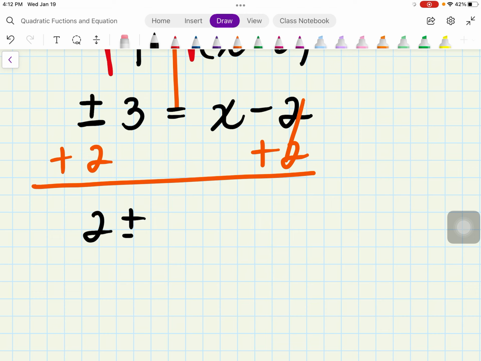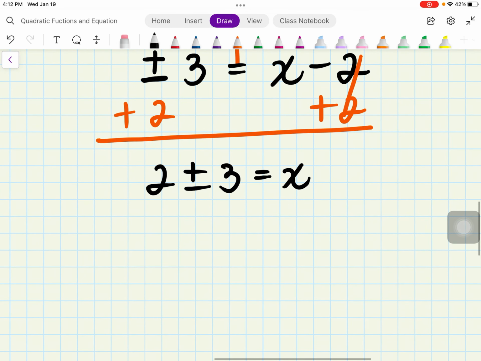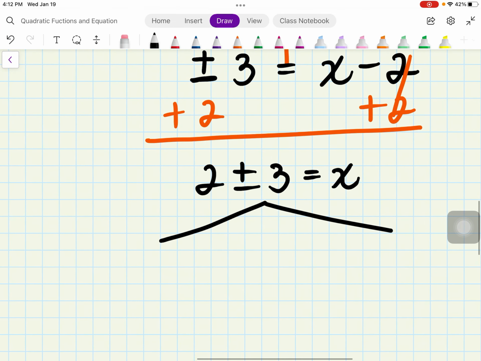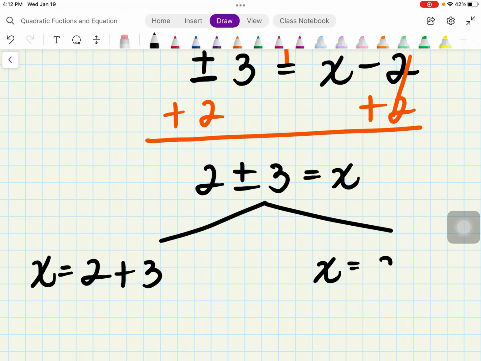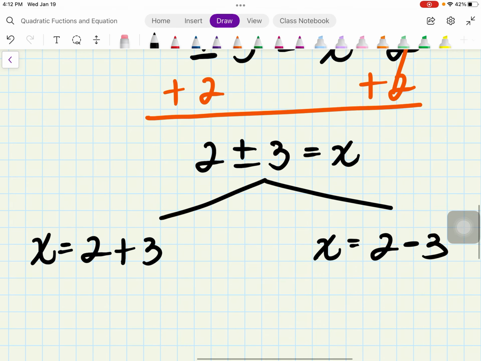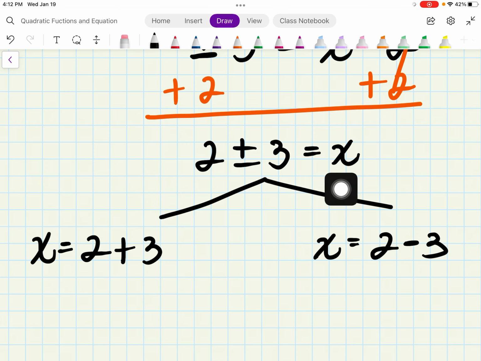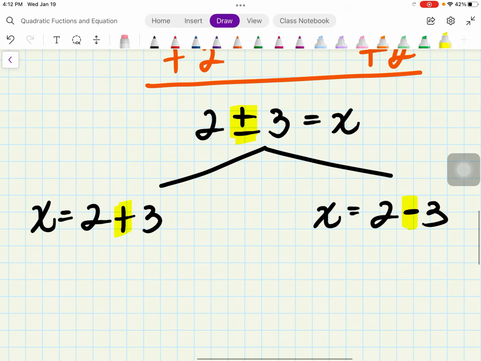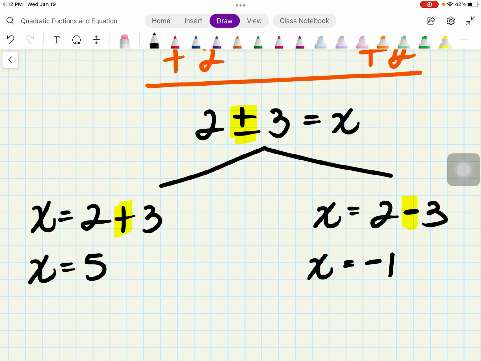Once again, goes to leave the x alone. And that gives us 2 plus or minus 3 equal to x. Once again, this is not our final answer because I should be having 2 solutions. So I have x equals 2 plus 3 and x equals 2 minus 3. Once again, the only one that changed signs in this case was the 3. So positive and negative. So in this case, let's go ahead and solve for that.